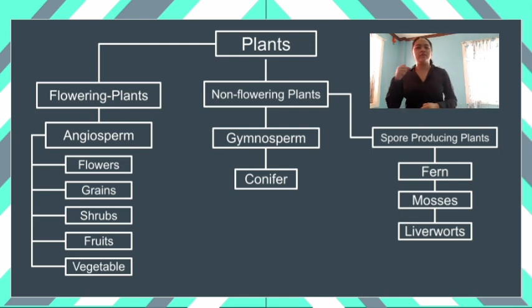Understood? Now let's move on to the second category. Bring it back again to the non-flowering plants. In the non-flowering plants, there are another two branches, which are the gymnosperm and the spore-producing plants. But let's move first to the gymnosperm. In a gymnosperm, there is the conifer. Now move on to the second category, which is the spore-producing plants. There are 3: the fern, mosses, and lastly the liverworts. Next we're gonna tackle first and understand the flowering plants. Are we ready? Are we good? Let's go.